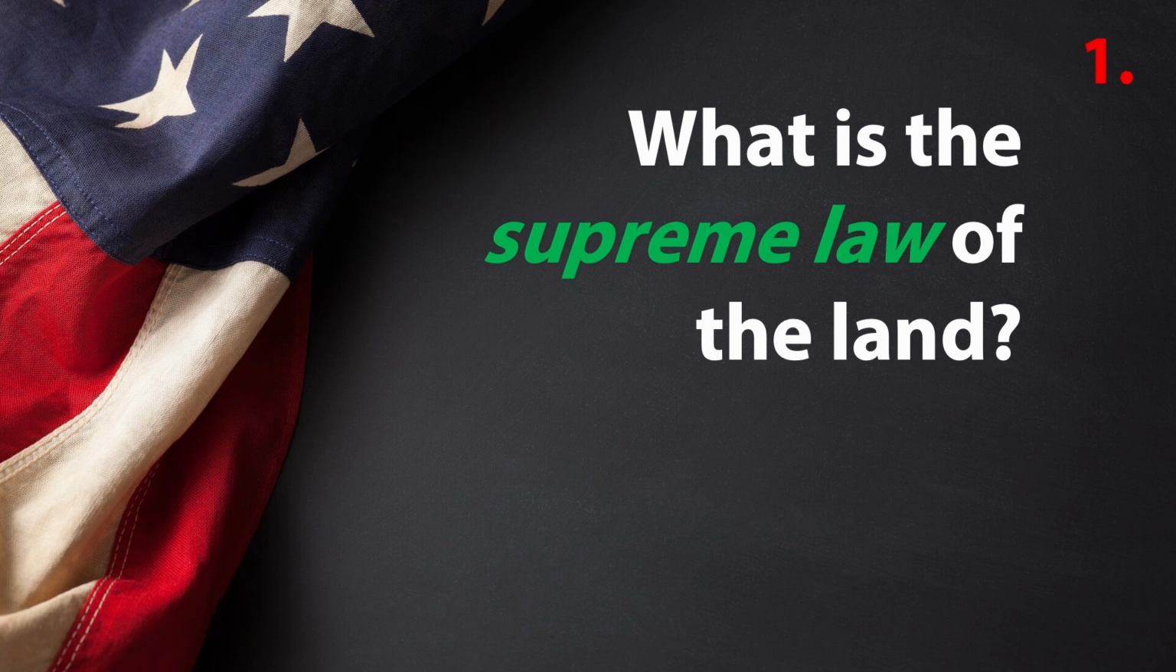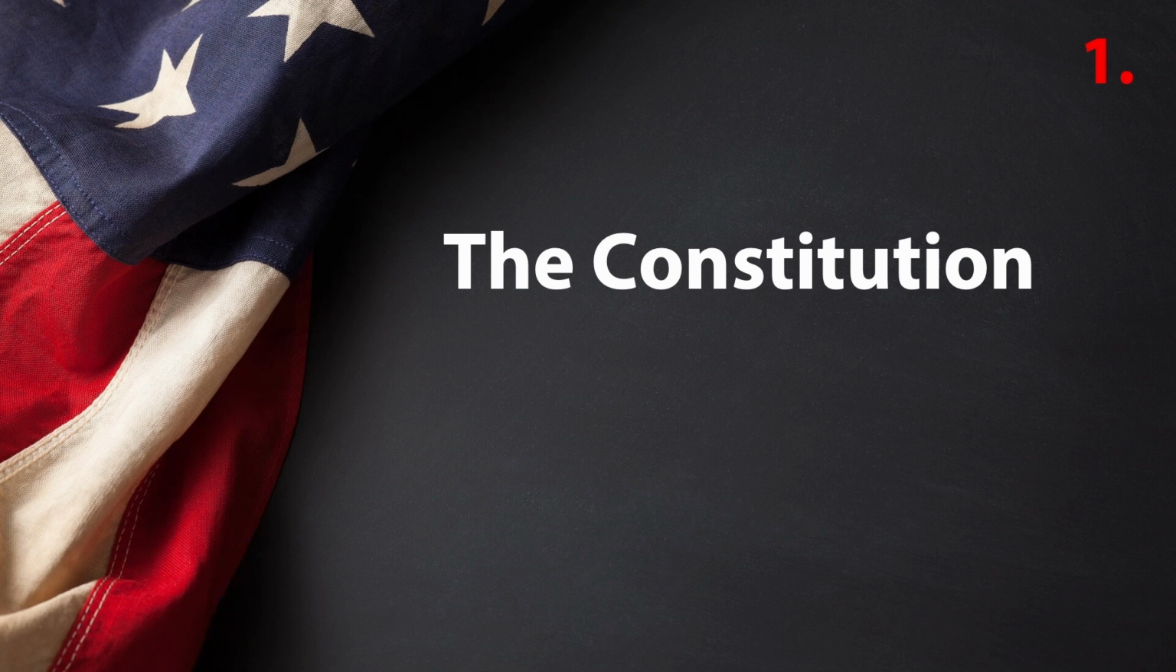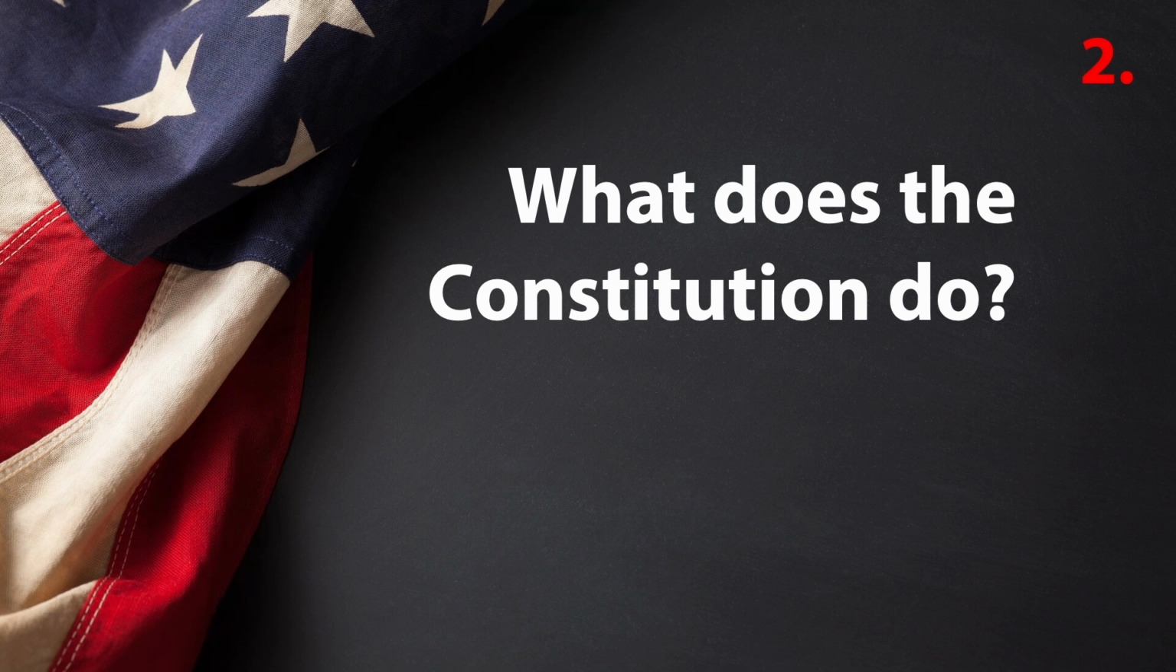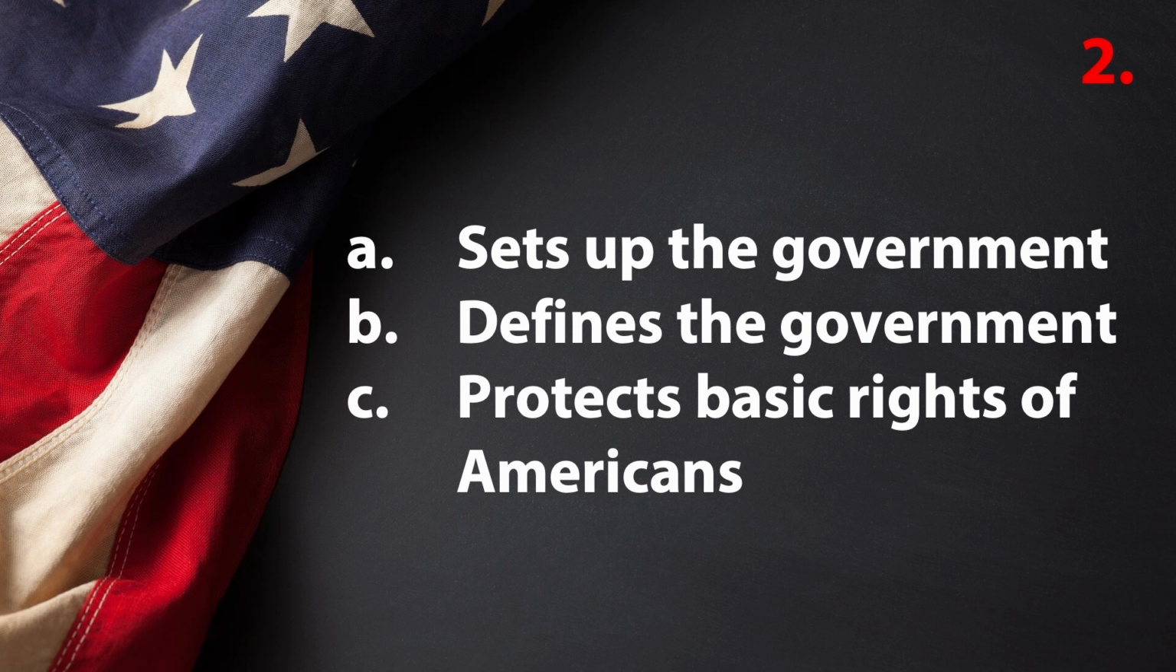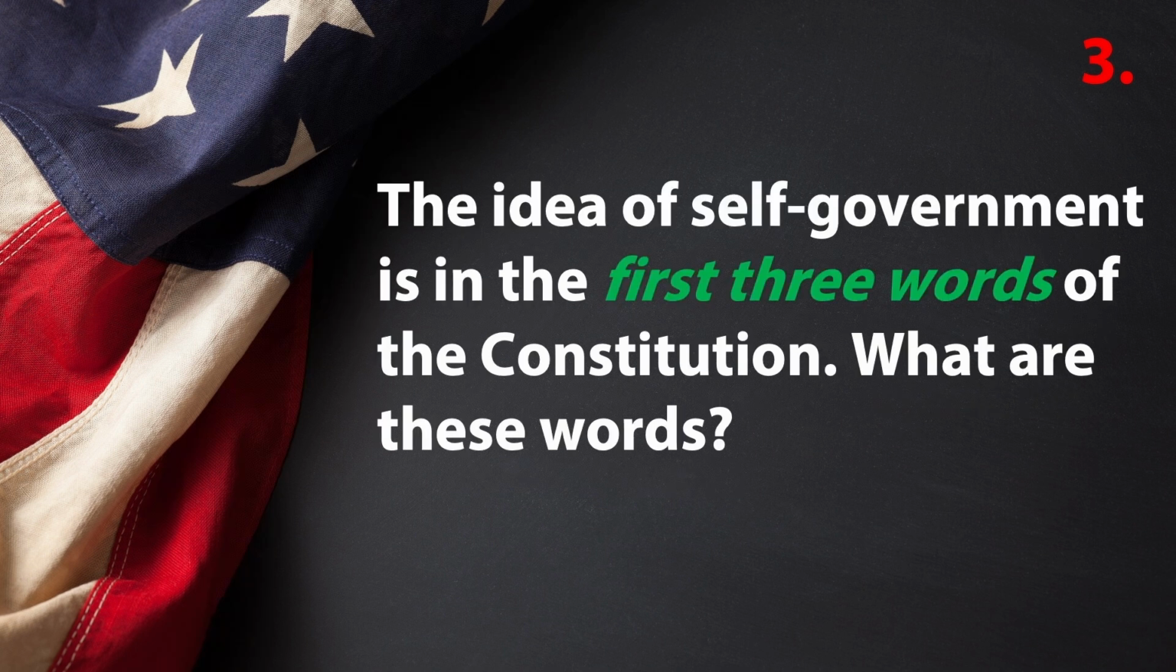What is the supreme law of the land? The Constitution. What does the Constitution do? Sets up the government, defines the government, protects basic rights of Americans. All three are correct. The idea of self-government is in the first three words of the Constitution.